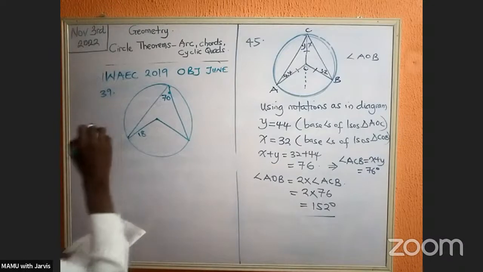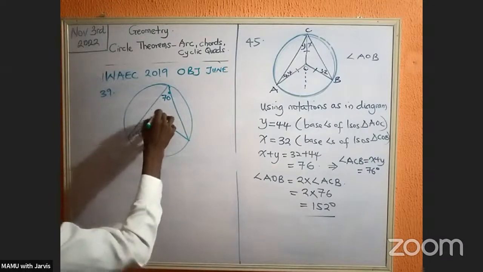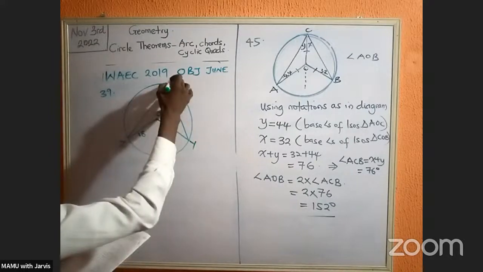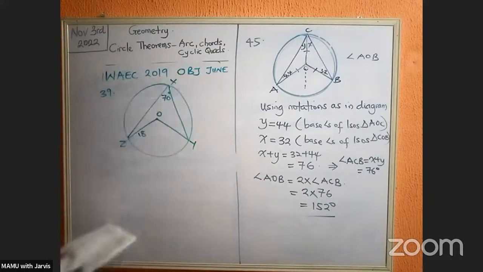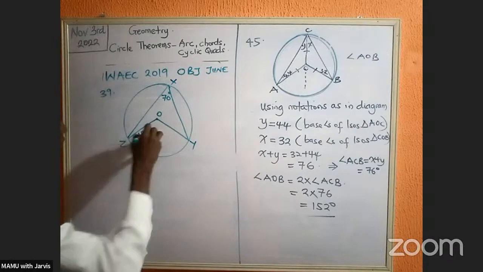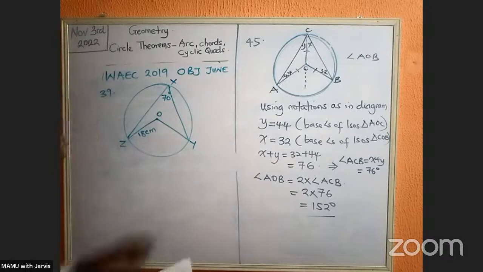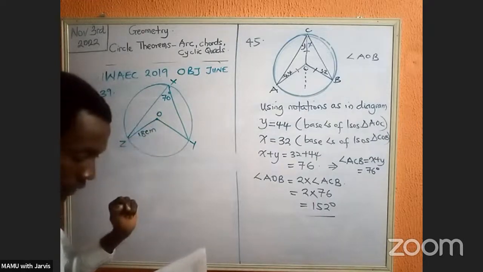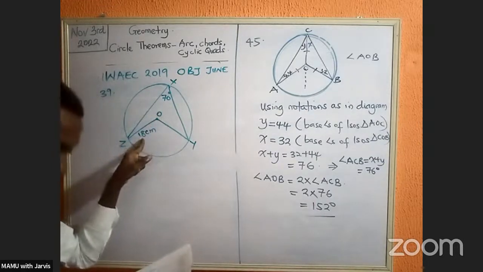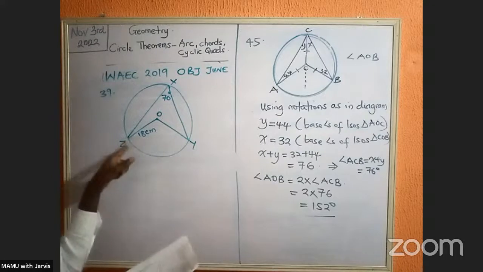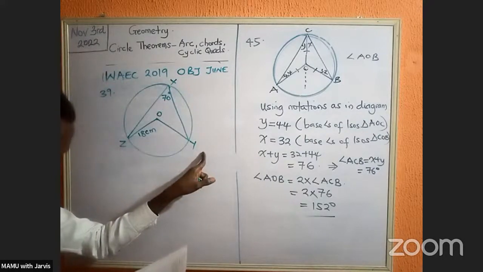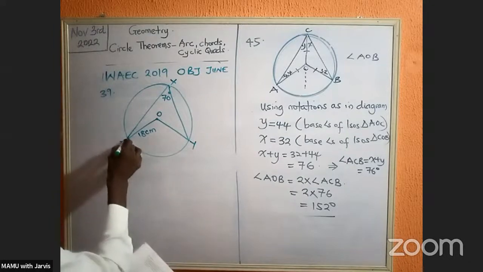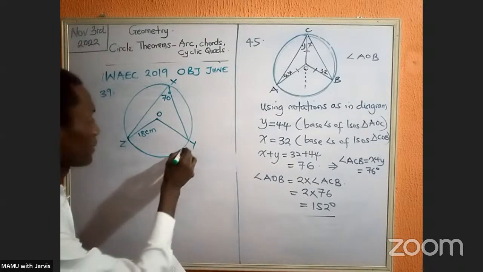70 degrees, center O, Z, Y, X. Now this is 18 cm. The question says in the diagram O is the center, and the radius is 18. If the angle ZXY is 70 degrees, calculate the length of the arc ZY. So the length of the arc they want us to calculate is this arc here.